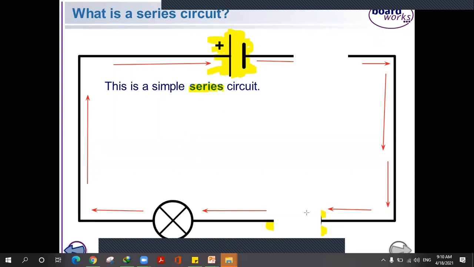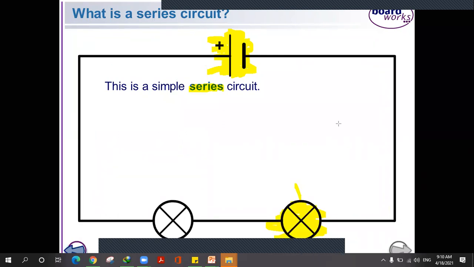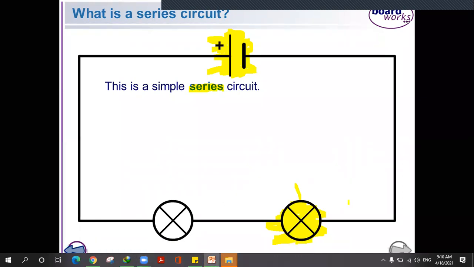Let's get out of this slide and see what happens if we change this circuit into another type. Okay, let me get out from this form. Okay, why isn't it working?